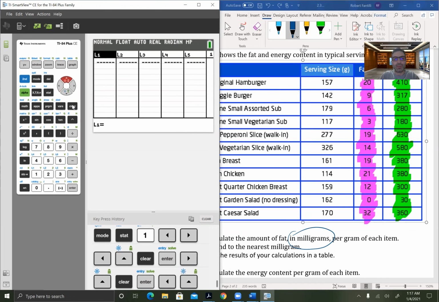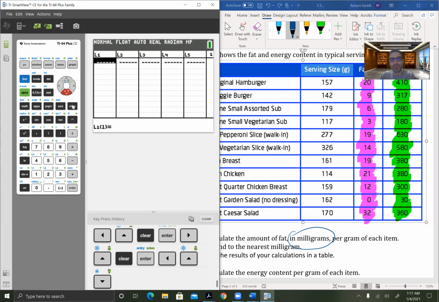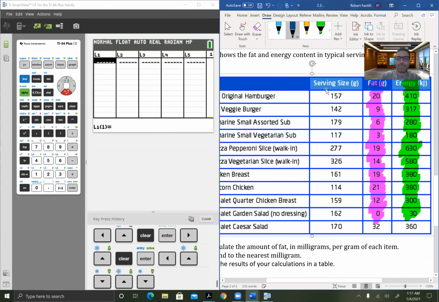Now we're going to go down under list 1, the first row. Not on list 1, we want to be underneath it now. We're going to enter all 3 columns here. List 1 is going to be the serving size, list 2 is going to be the fat, and list 3 is going to be the energy. So I'm going to pause the video for a second and enter this information, and I'll ask you to do the same, okay?